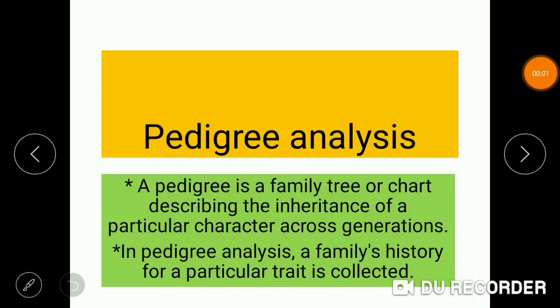Hello students, we'll be continuing with chapter 3, Heredity and Genetics. One of the topics of this chapter is pedigree analysis.